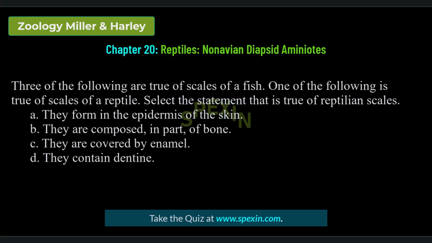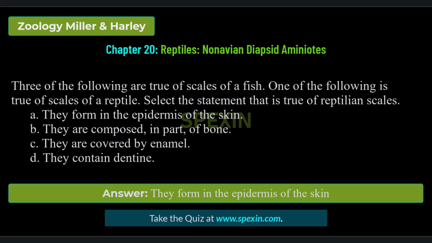One of the following is true of scales of a reptile. Select the statement that is true of reptilian scales. They form in the epidermis of the skin. They are composed in part of bone. They are covered by enamel. They contain dentine. Correct answer: they form in the epidermis of the skin.